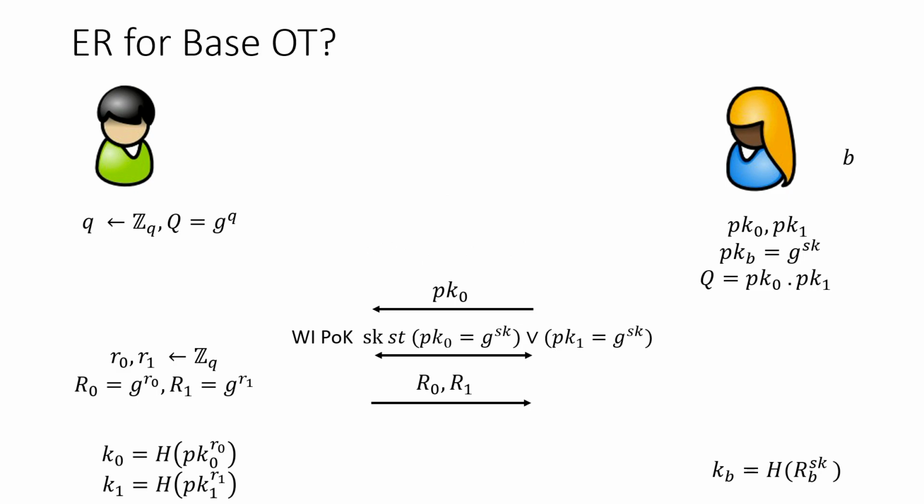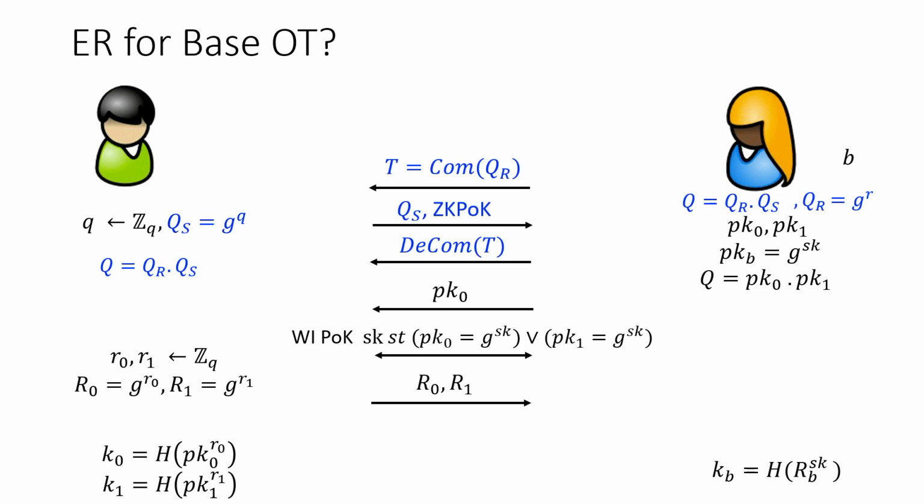So in order to handle this, we first replace the first phase of the protocol where capital Q is sent by the sender by doing a kind of coin tossing, where the receiver first commits to Q_R, where Q_R is g to the r for a randomly sampled r. And then the sender sends its contribution to Q, we call that Q_S now, together with the proof of knowledge.